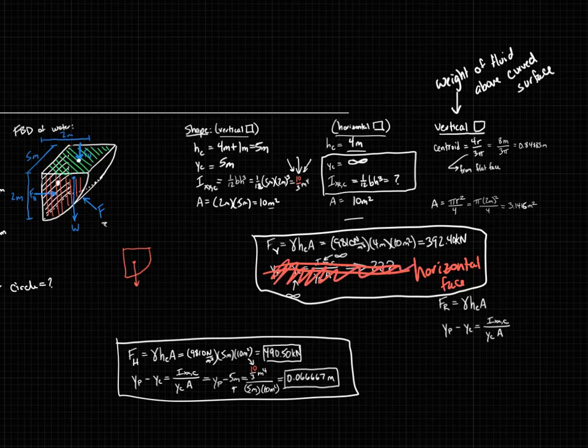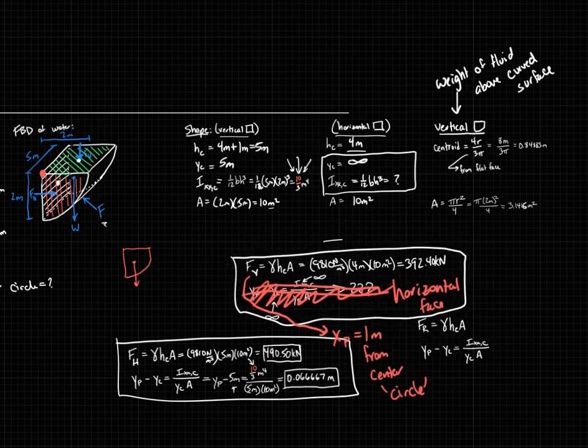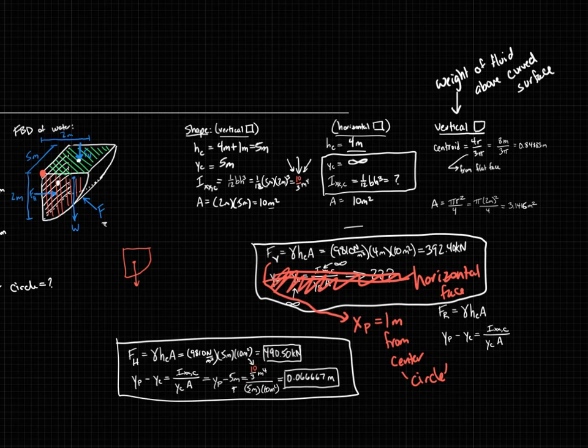So where's the centroid? The X of pressure is 1 meter from the center of the imaginary circle. It's only a fourth of a circle, so the center is right there. Hopefully that makes sense to you, but that is a big problem that happens a lot. All right, so that's FV. I'm just going to leave it there.